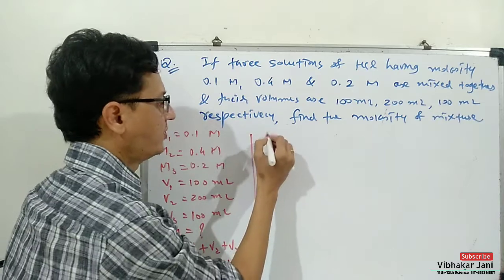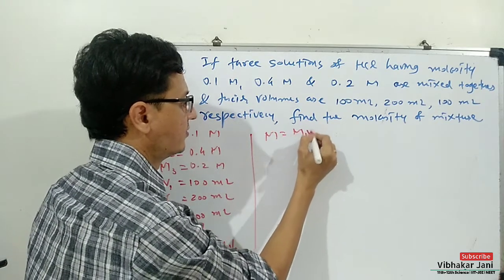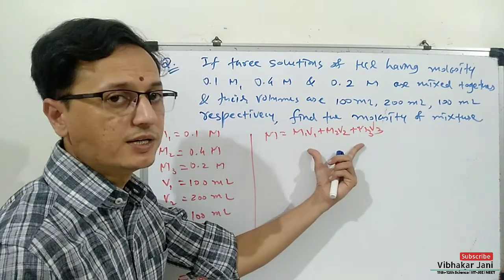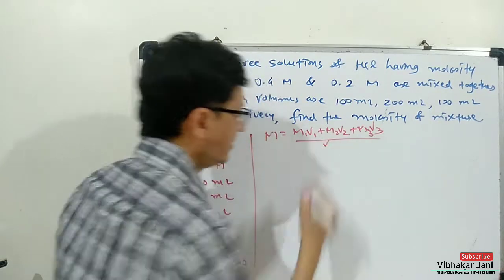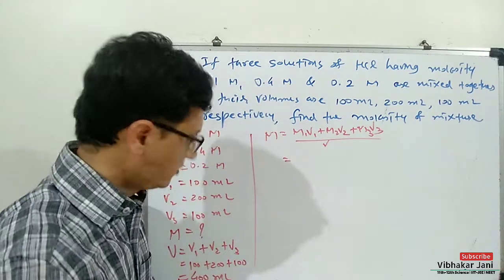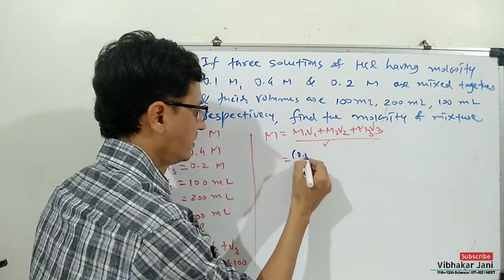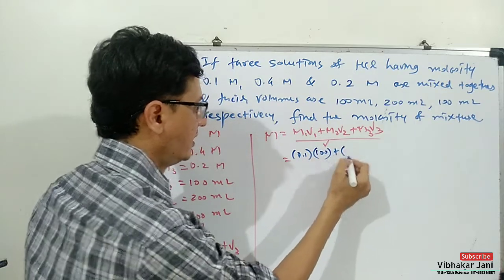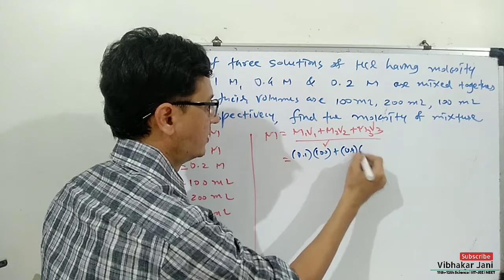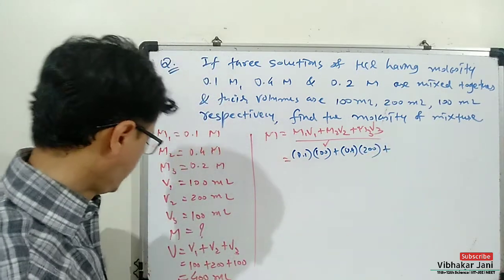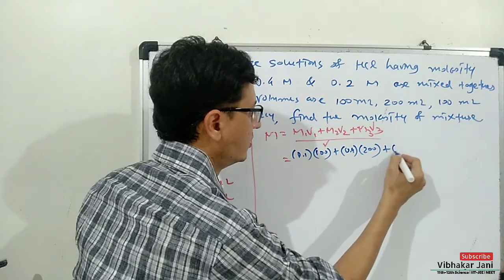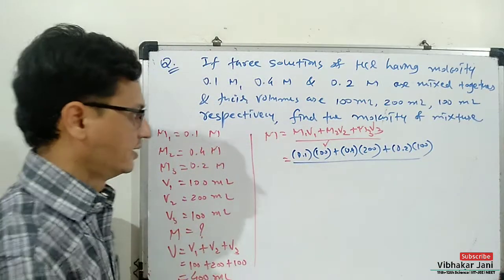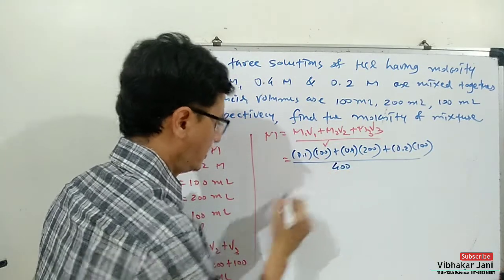Okay, now the formula will be molarity is equal to M1V1 plus M2V2 plus M3V3, because we have three different solutions here, divided by V. Now let us put all these values. M1 is 0.1 multiplied by V1 is 100, plus M2 is 0.4 multiplied by 200, plus M3 is 0.2 multiplied by again 100 because V3 is 100, and the total V is 400.